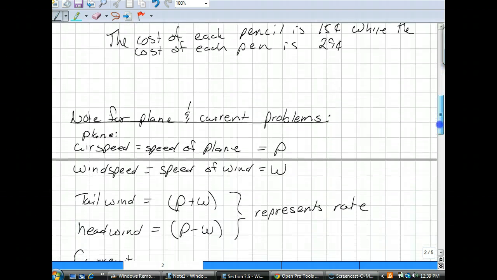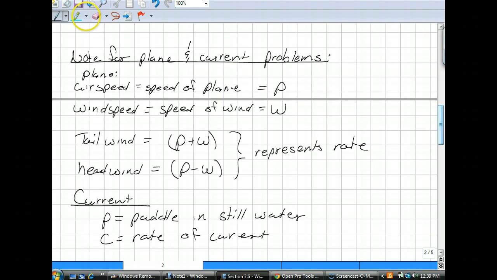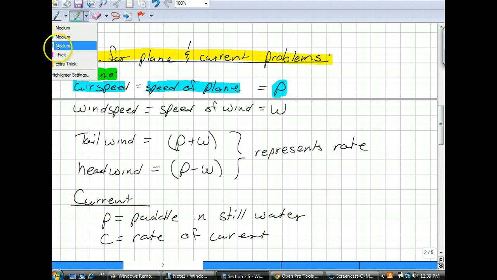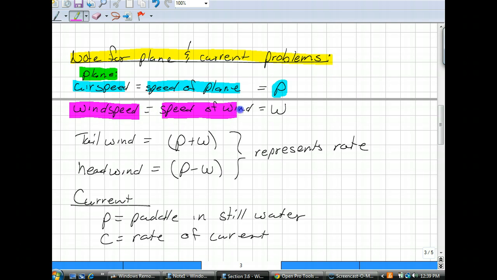Another common type of question in these word problems are what are plane or current problems, okay? In the plane problems, we talk about airspeed. Airspeed represents the speed of the plane, so I'm going to call that P. And we also talk about wind speed. So wind speed is talking about how fast or how hard the wind is blowing. I'm going to represent that with a W. Now, airspeed and wind speed, that's talking about rates, okay?